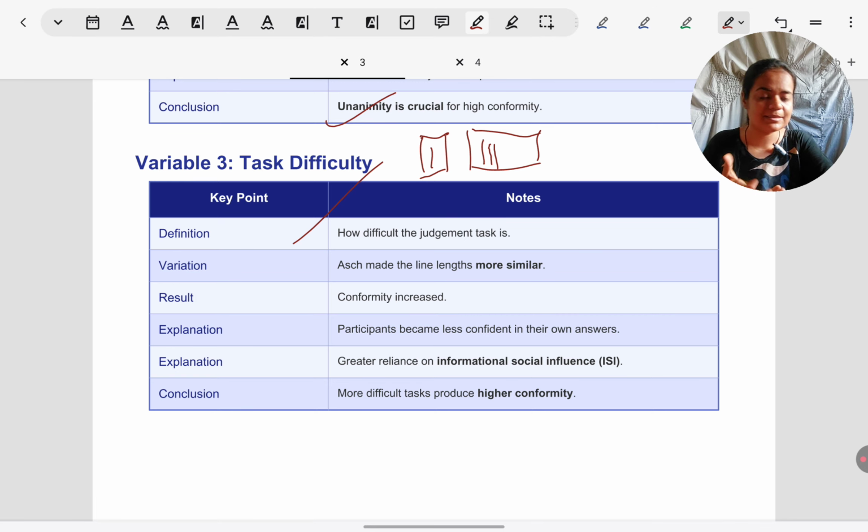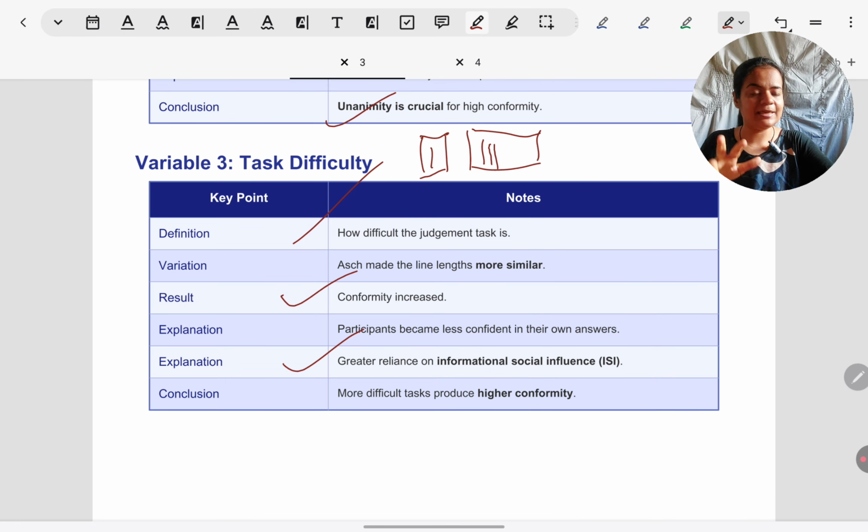They are saying C, it is C. So this is a difficult task where coming to the right answer is not obvious. It's difficult. So this is exactly what Ash did in one of his replications. He made the comparison lines all very similar to each other. And he found that conformity increased.